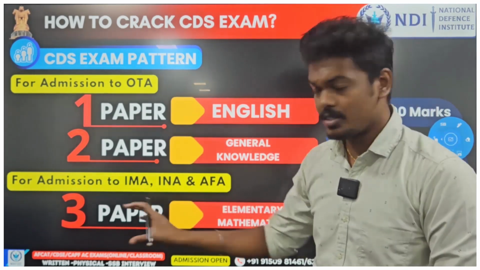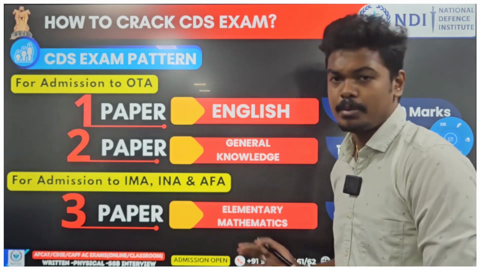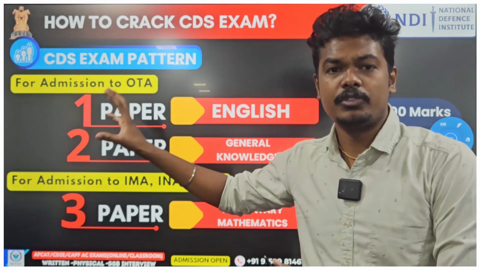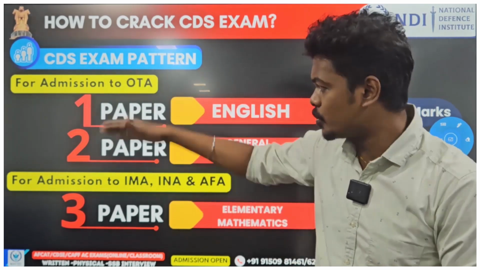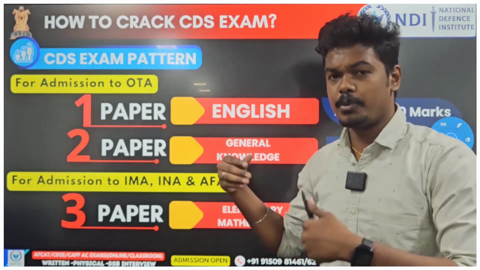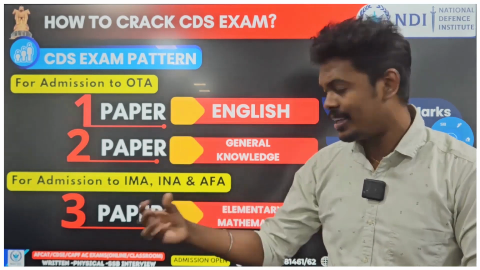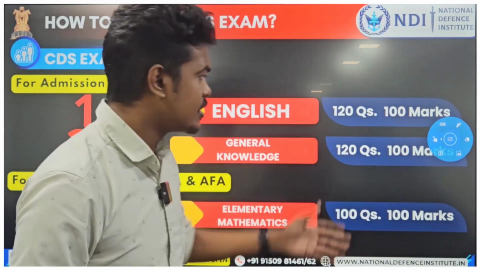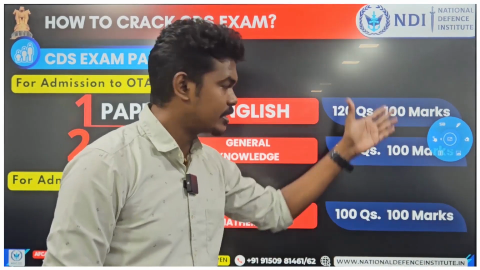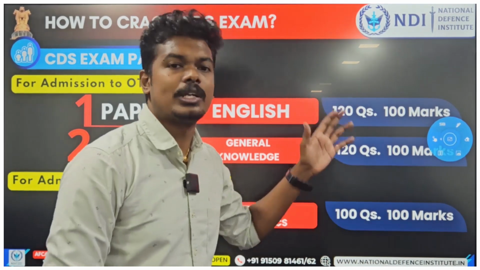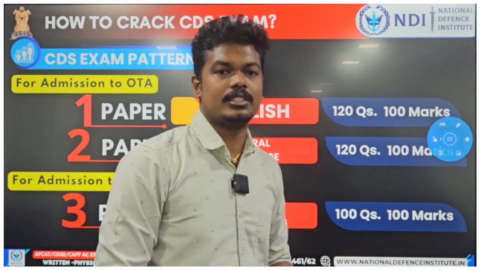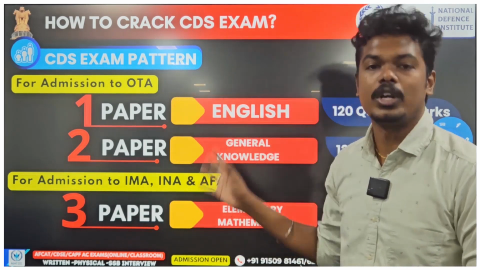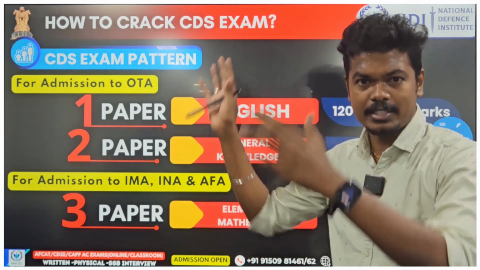For these 3 academies, we have to write an additional paper called elementary mathematics. For OTA, only the people who are eligible for OTA, and for women, these 2 papers are sufficient. Whereas the people who go for IMA, AFA and INA have to write the additional paper, elementary mathematics. You can see the total marks for each of these papers is 100 and the total questions is 120. So the CDS exam is conducted for a total of 300 marks, and for people eligible only for OTA, it is only 200 marks. So this is the basic exam pattern.